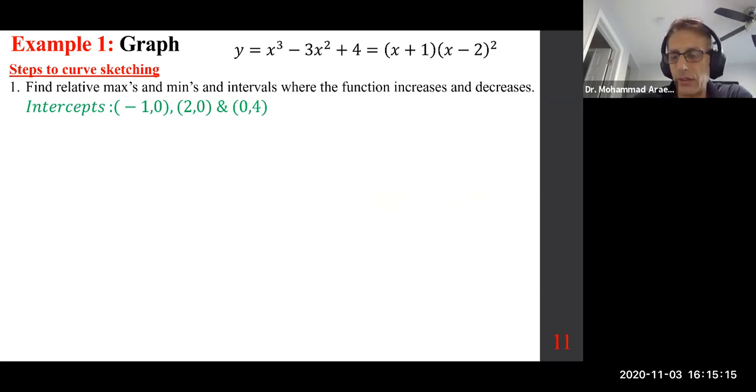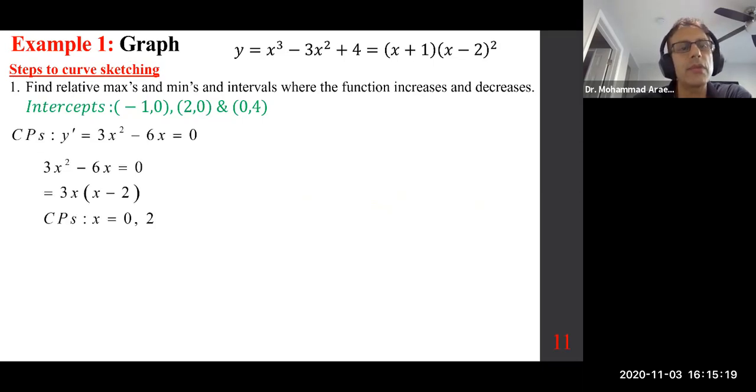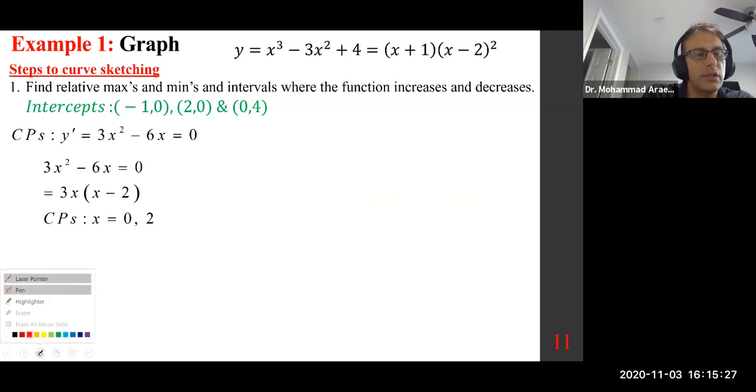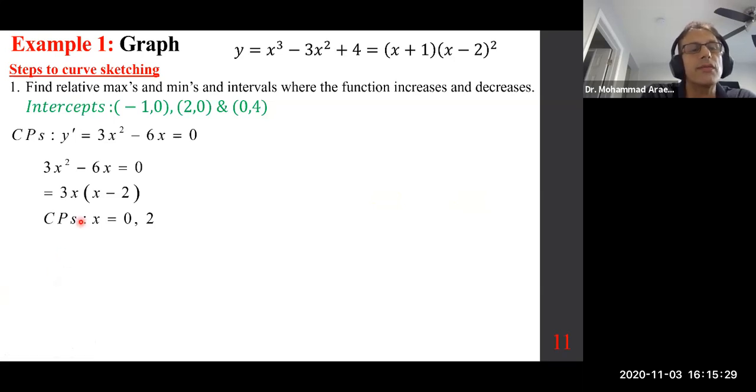f prime of x is 3x squared minus 6x. You set it equal to 0, you factor, and x becomes 0 and 2. I hope it's easy for everybody. By now you have mastered the beauty of differentiation. So again, we have 3x squared minus 6x. You take the 3x out, x becomes 0, x becomes 2, and now you do the sign graph.